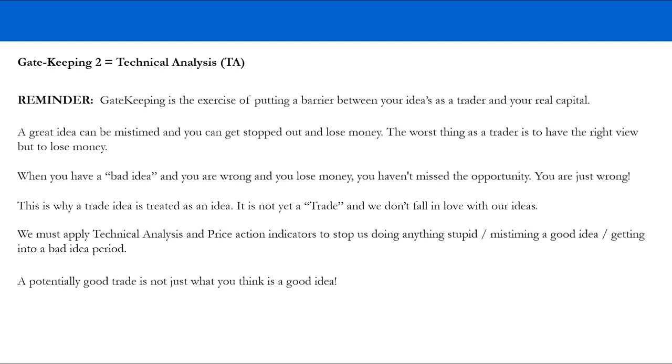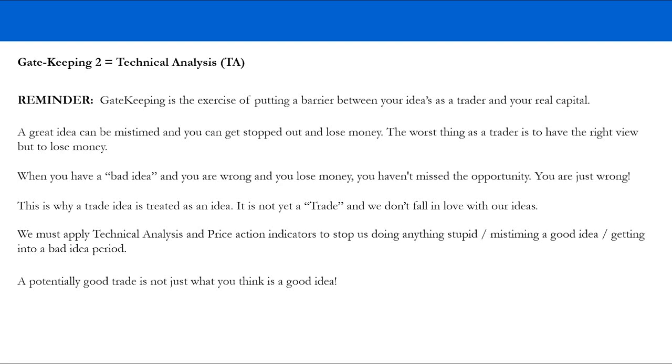Basically, a great idea can be mistimed and you can get stopped out and lose money. And this is the worst thing as a trader that you can do. It's the worst feeling in the world. When you have a fundamental view, for example, to go long, and then you're proved to be right in the long term, but in the short term, you get stopped out, or you trade out at a lower price and you just lose money.